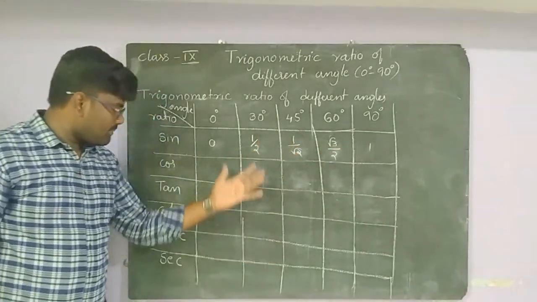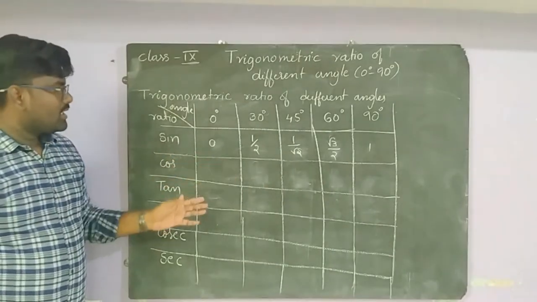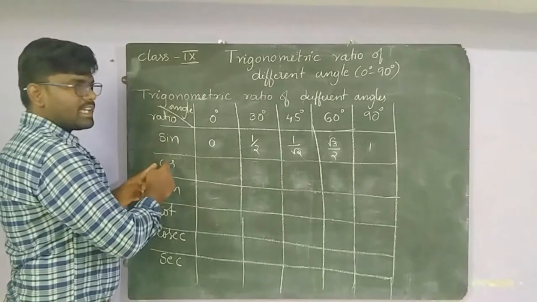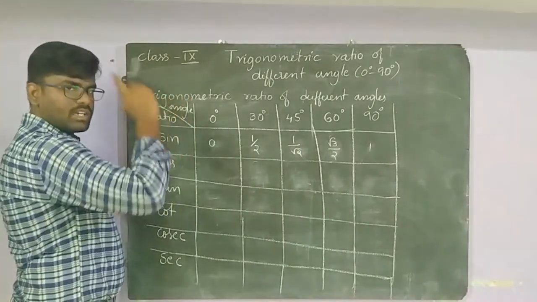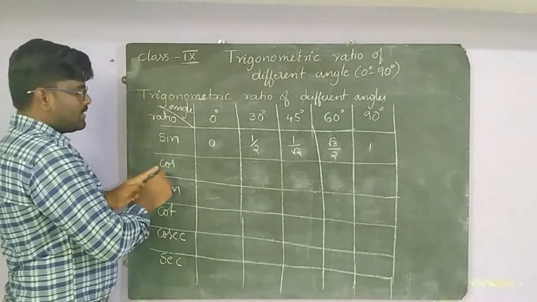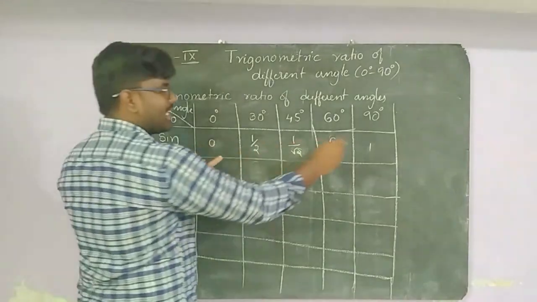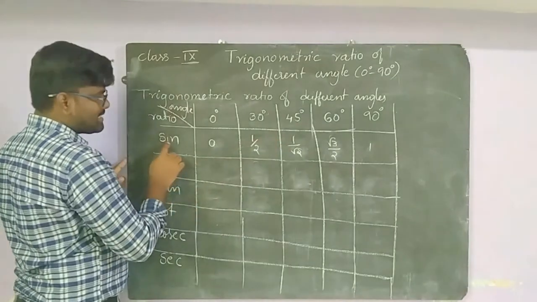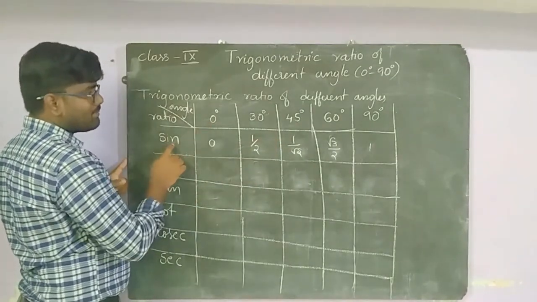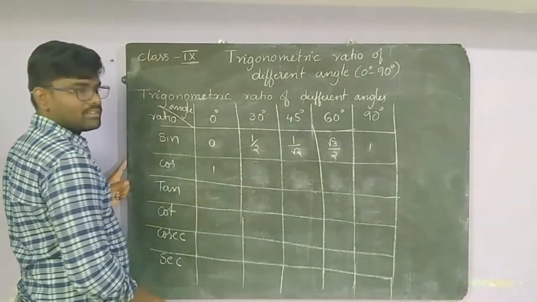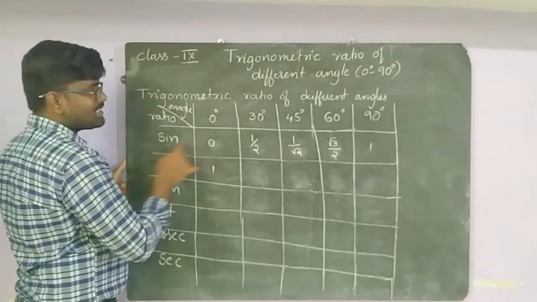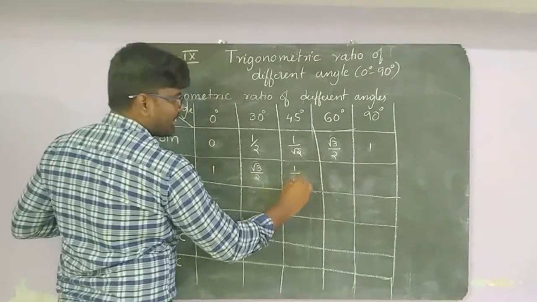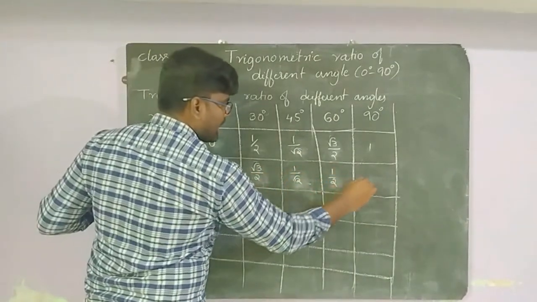We can fill all the remaining rows by using this one. How we can write it? In general, the cos 0 value is 1. And how we can remember it? Just rewrite the reverse order of the sine values. That means cos 0 value is nothing but sin 90 value, that is 1. Cos 30 value is nothing but sin 60 value, that is root 3 by 2. In the same way, 1 by root 2, 1 by 2 and 0.